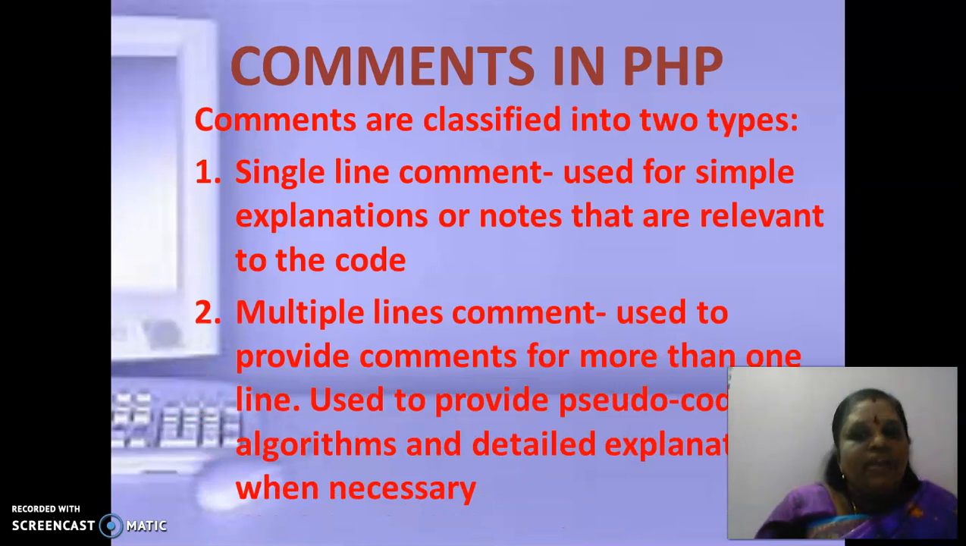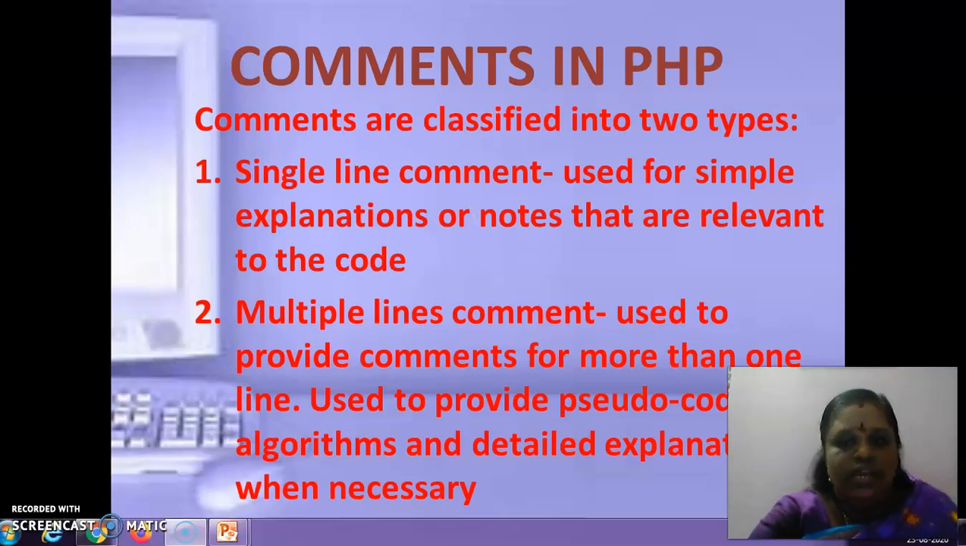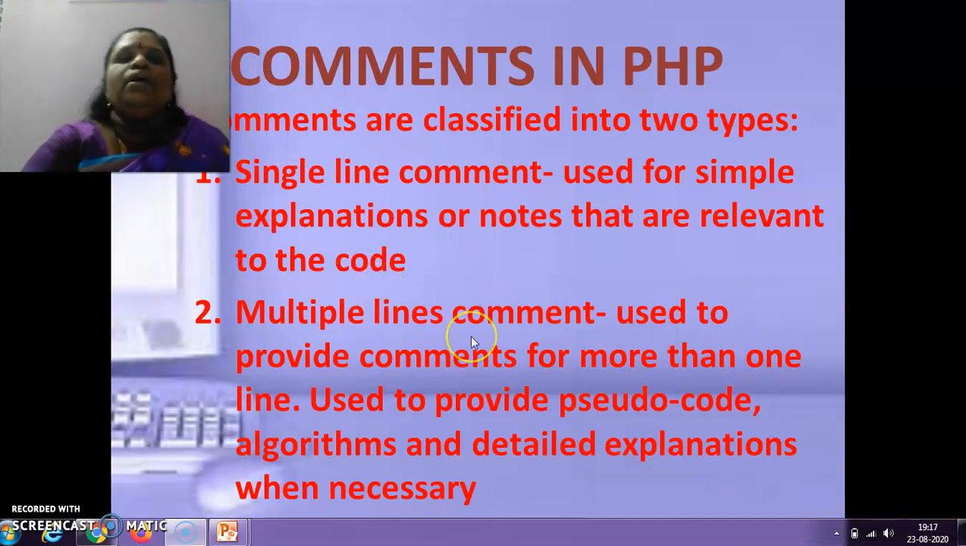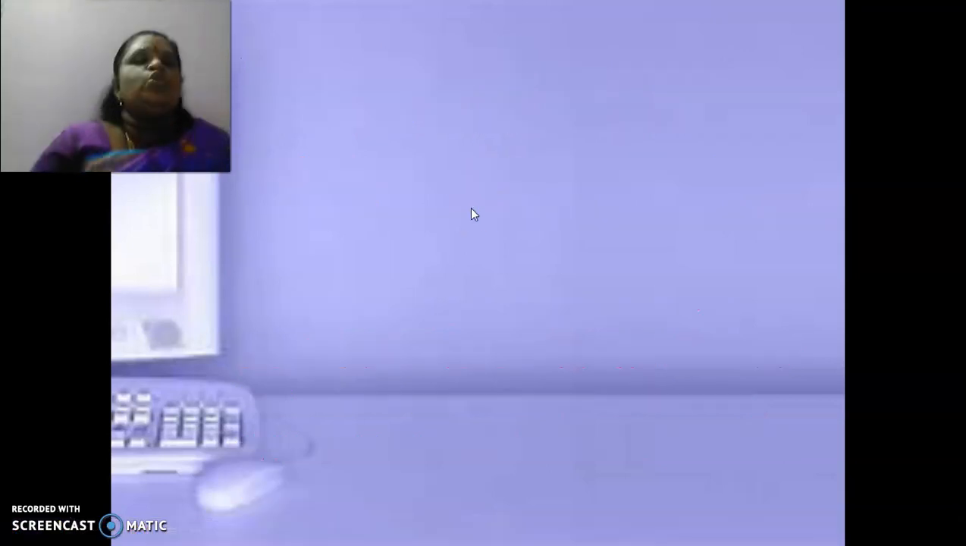What is meant by single line comment? Single line comment is used for simple explanations or notes. Only one word or one sentence will be using the single line comment, and multi-line comment is used to provide comments for more than one line, used to provide pseudocode, algorithms and detailed explanations when necessary. So the examples for single line and multi-line comment are shown here.